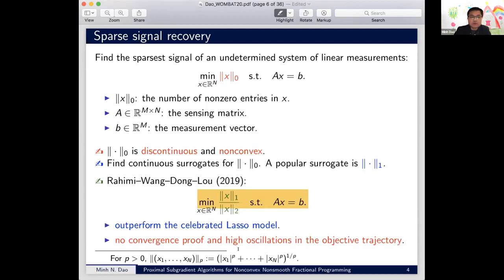But there is no convergence proof, and also there is high oscillation in the objective trajectory. Even in the paper, the authors observed that it may be hard to prove the convergence, and they actually use ADMM, and because of the high oscillation, the authors said that the ADMM might not always converge. So we can see that the problem is in the form of fractional programming, right?